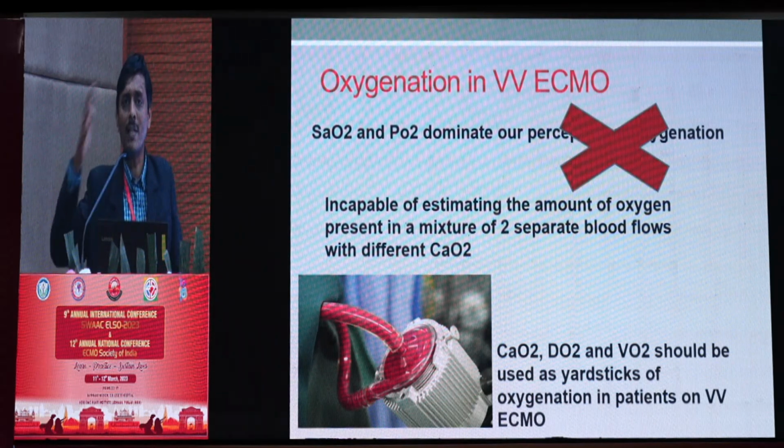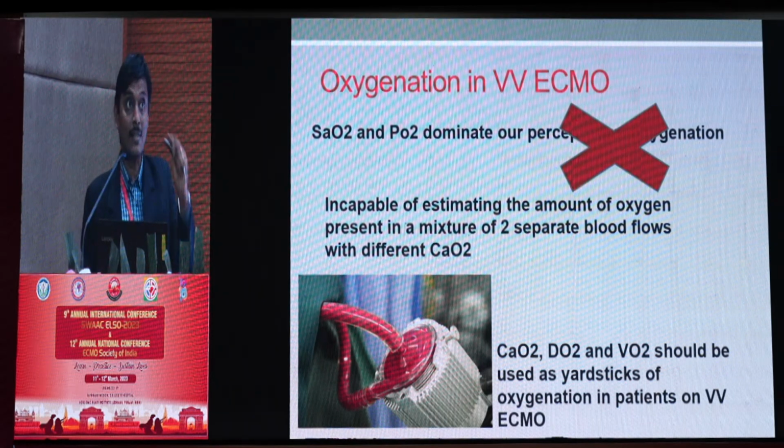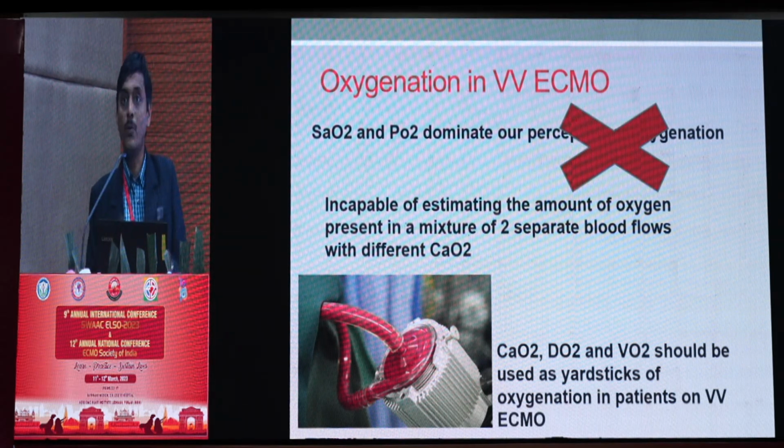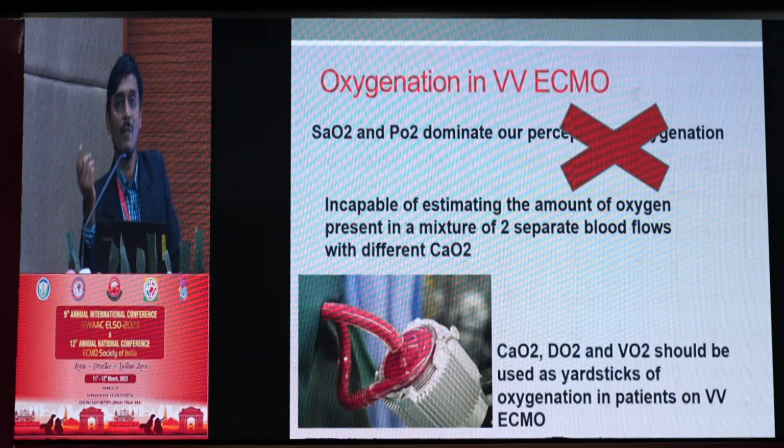Clearly, when you have complex equations in front of you, your brain tries to ignore it. The easiest thing that you can see on the monitor is your SATs or your PO2 on your ABG, and hence we go by it. But this is conventional wisdom. You just have to get over that when you treat patients on VV ECMO.